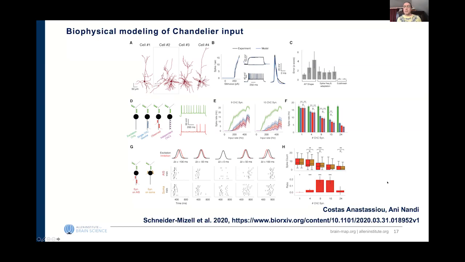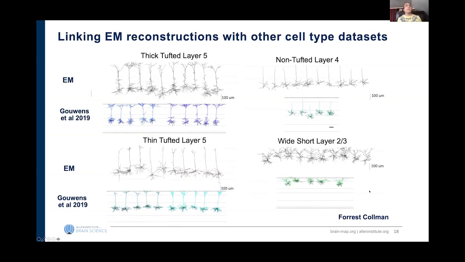So this was the Chandelier cells, and one can argue, okay, you picked an easy example. Can you do those correlations? Can you go through using the morphology to link other cell types between EM and the other properties that we know are important for modeling? And here are examples for other cell types.